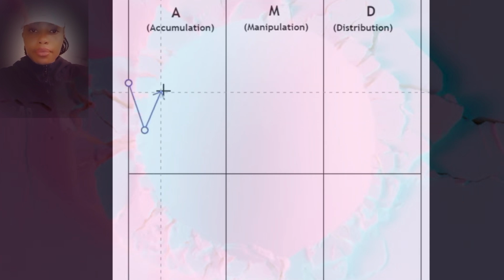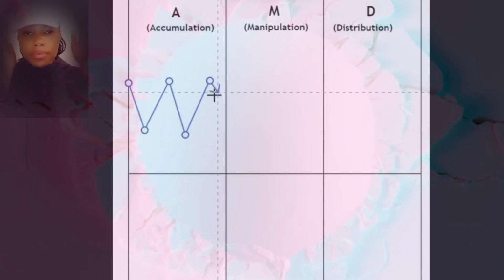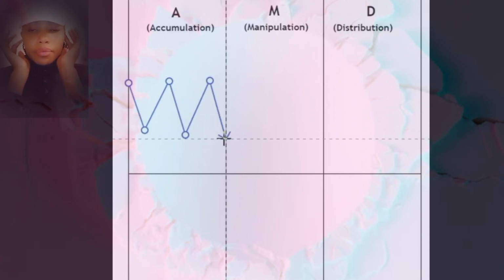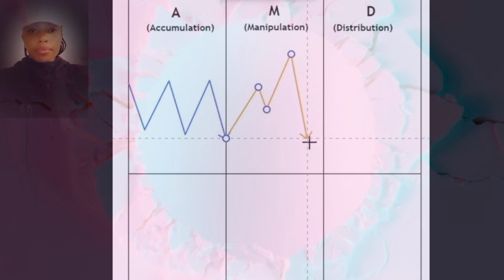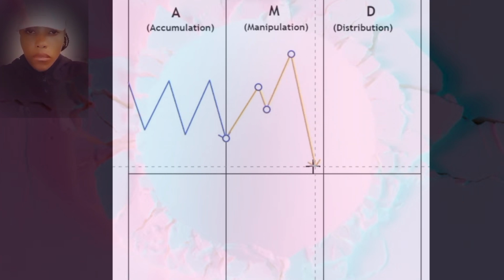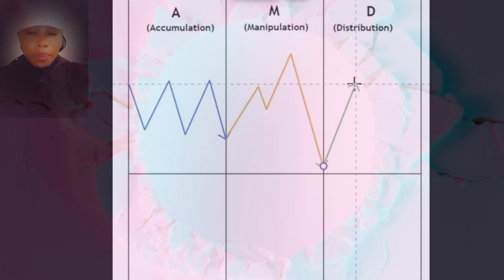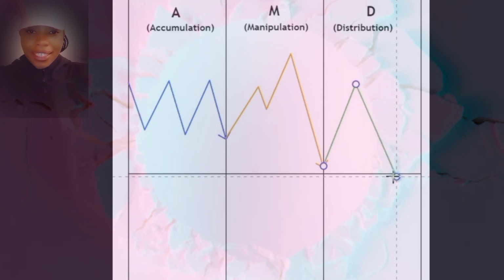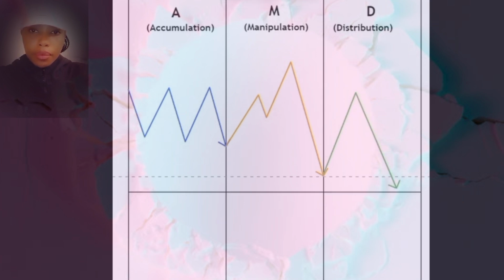Basically, price will accumulate. That is essentially just consolidation, where price is moving sideways. Price will then manipulate by taking out liquidity, and then price will distribute inside the range that the manipulation has created. And this is where I want you to start looking.